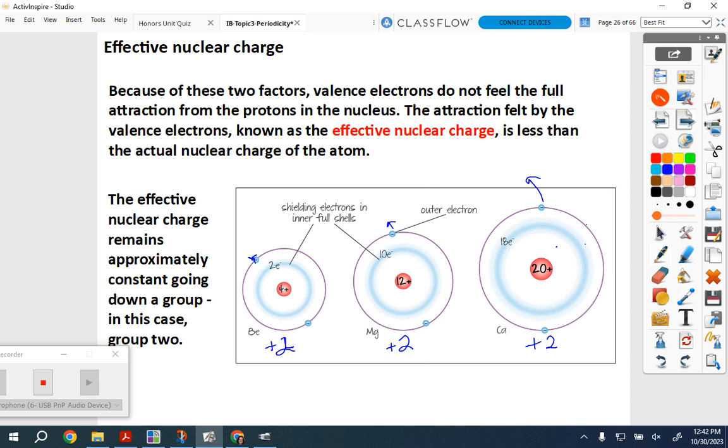Okay? If we look at magnesium, we have 12 total electrons and 12 total protons. If we subtract out the shielding electrons, then our effective nuclear charge is again plus 2. And same thing with calcium. So as we go down a group, our shielding is increasing. Our number of protons is increasing, but so is our shielding. So our effective nuclear charge is remaining about the same.